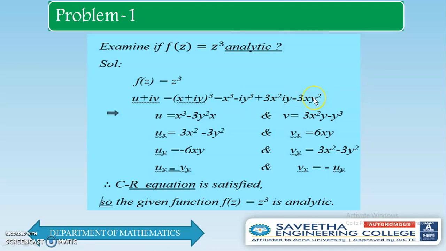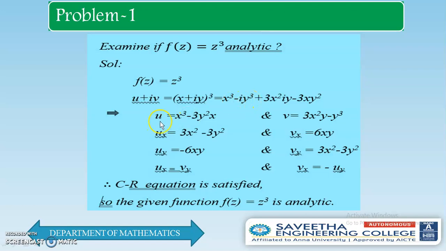Then b square is y square. What is i square? Minus 1. So we can write here minus. Next we can arrange this into a real part and an imaginary part. First we take x cube minus 3x square y. These two are the real part. Then i is present here, we can take it outside. Then we will get 3x square y minus y cube. So these two are the real and imaginary parts.